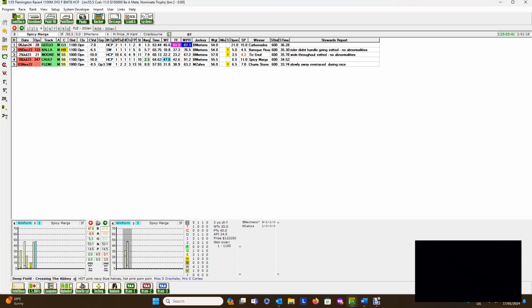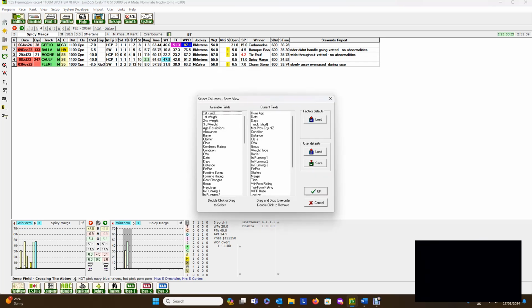If we look at the next one, once again, we can see where our WINFORM rating is. Also, you can see some other ratings here that I have, but you can put whatever you want into those columns. So if you wanted to compare some of the other ones, you can add a column in. That's done simply by going to select columns. You can see these are the columns that we've got in the current field. These are the columns we've got in available field. So automatically you can put those in. So as you can see, we've got the horses running along there.